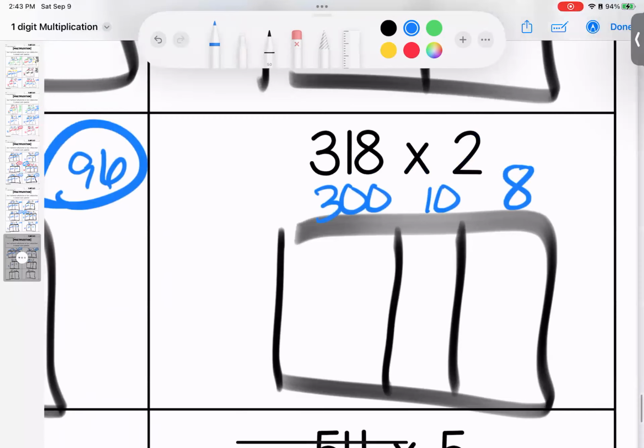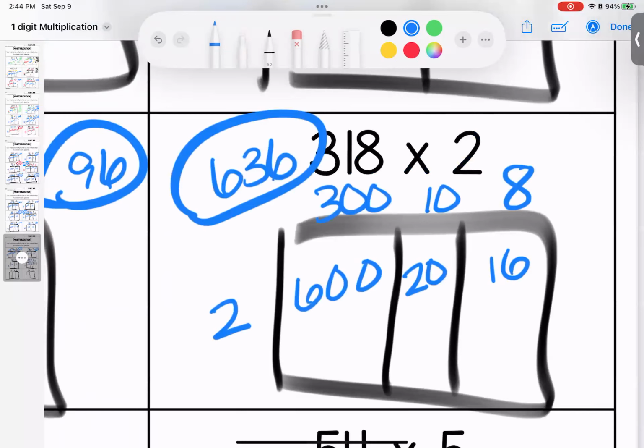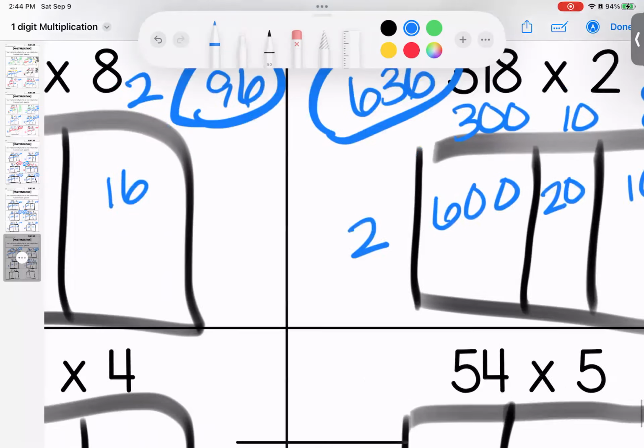300. 10 and 8. 620. 16. 600 plus 20 plus 16 gives us 636. Or if you look, it was times 2, so we doubled it.